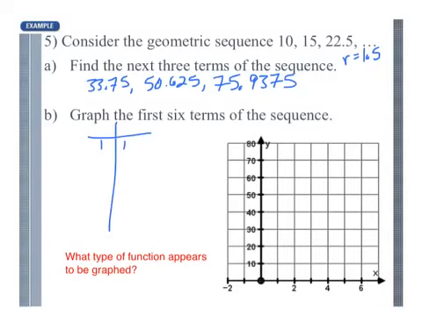Again, to plot them, you're going to think about their position. The first term is 10, the second term is 15, and so on, and you're going to plot those points. Okay, I went ahead and plotted those points. I just had to eyeball them because, of course, these were decimals that I was trying to plot.